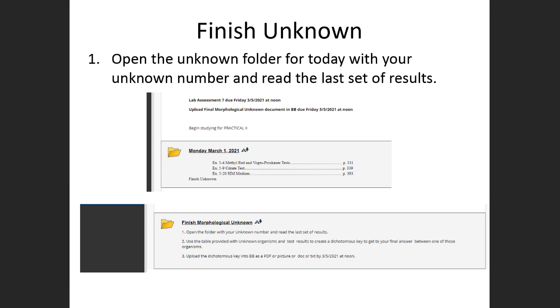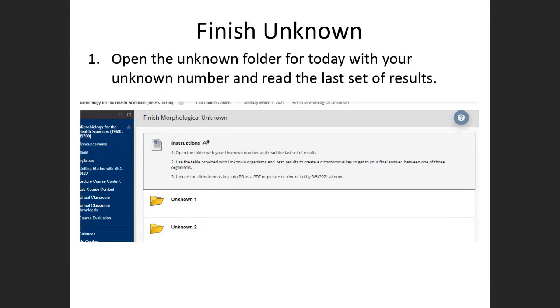So you're gonna open the lab folder for week 7, and in there you have 2 folders, one for Monday, which is today, and one for Wednesday. And in the Monday one, you'll see a folder that says Finish Morphological Unknown, and you have some instructions there. I always put them multiple places so you can't miss them.